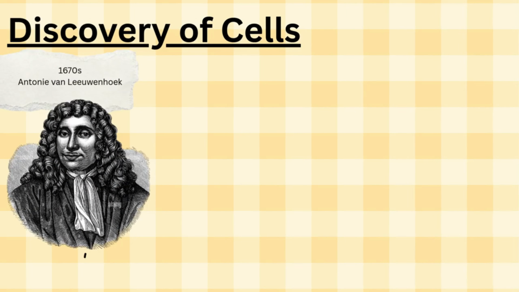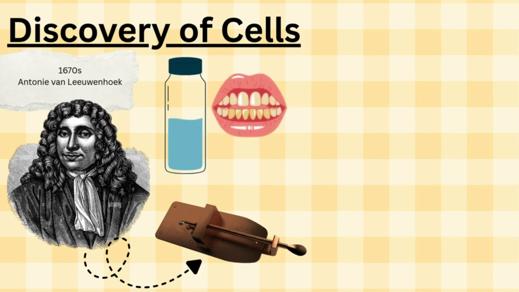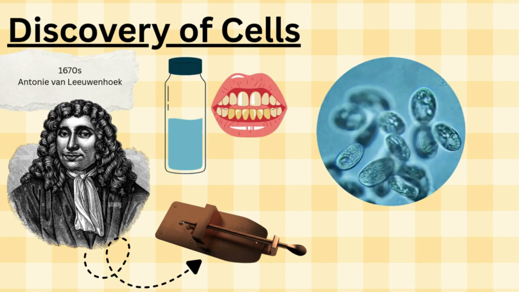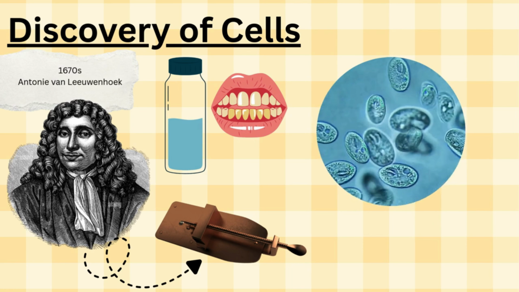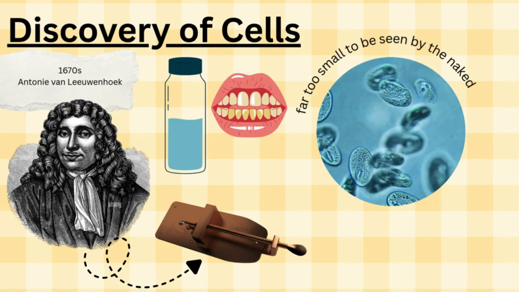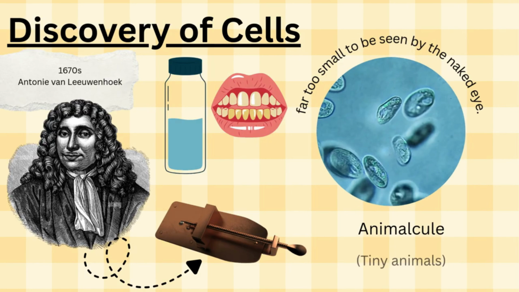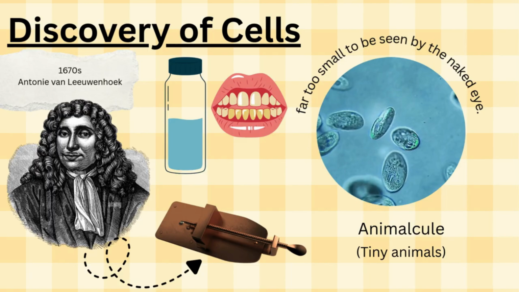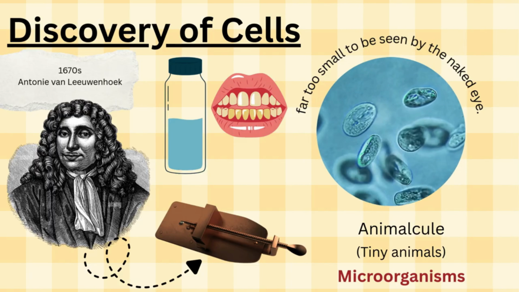A few years later, Anton van Leeuwenhoek, a Dutch scientist, built powerful microscopes using carefully polished lenses. When he observed water samples, plaque from teeth, and other materials, he saw something extraordinary. He observed tiny living organisms moving under the microscope. These organisms were far too small to be seen by the naked eye. Leeuwenhoek called them animalcules, meaning tiny animals. Today we know them as microorganisms. This was the first time scientists had ever seen living cells.